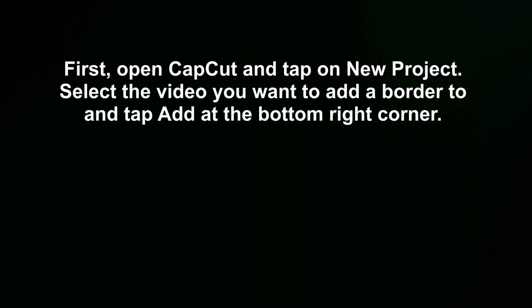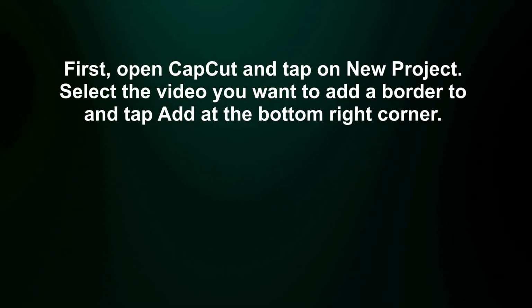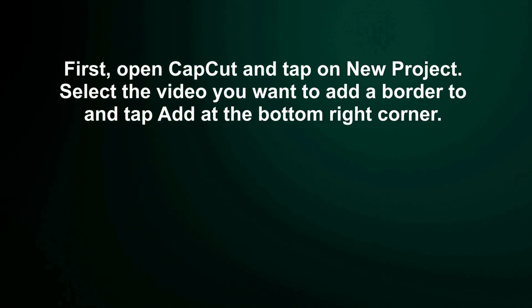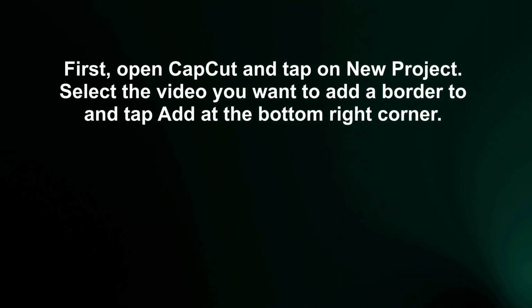Want to make your videos pop with a cool border? Let's dive in. First, open Capcut and tap on New Project. Select the video you want to add a border to and tap Add at the bottom right corner.